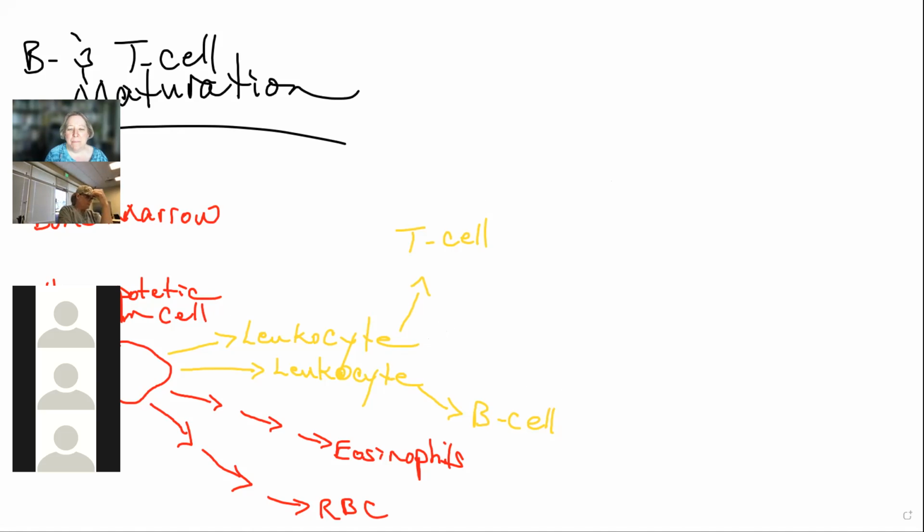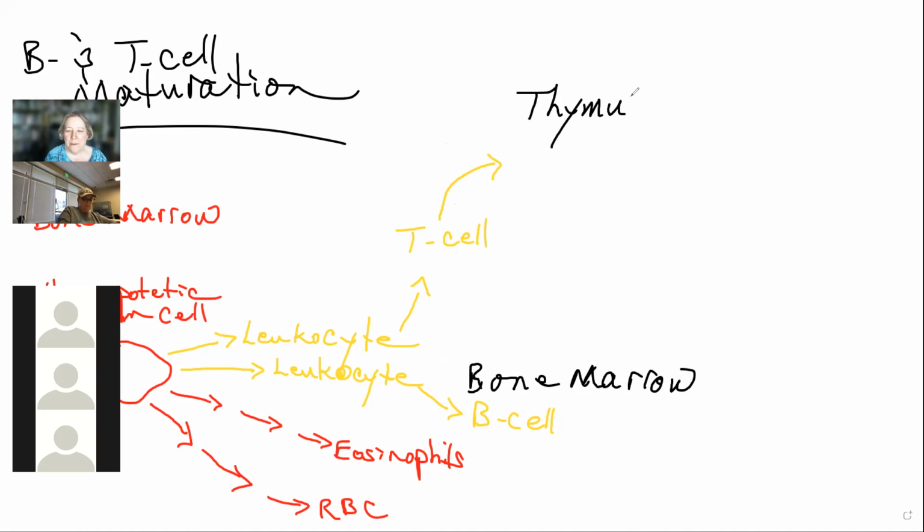So the B cells stay here in the bone marrow to get their education. T cells leave the bone marrow and they go to the thymus to be educated. So they've graduated from high school. Now they're going off to college. B cells go to the local university. T cells go across the country because the bone marrow is a long way from the thymus.